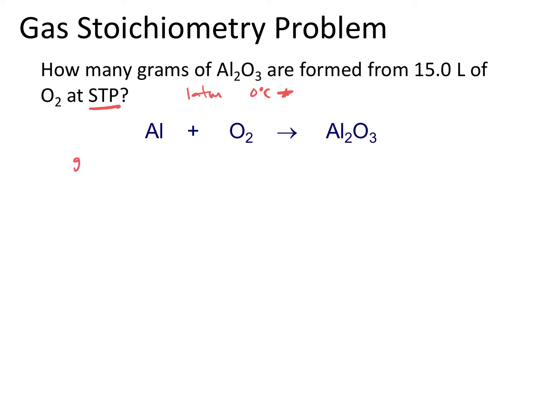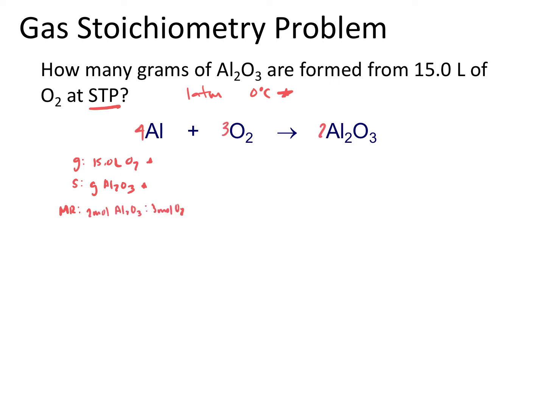Again guys, our given and our solve for are exactly the same as the previous iteration that we just looked at. We have 15.0 liters of O2, and they want to know how many grams of Al2O3 we're going to end up with. This is obviously a stoichiometry problem, two different substances in our given and solve for. So obviously what we're going to need to do is balance our equation and get our mole ratio, just like we've done in the previous example. I'm going to go ahead and do that real quick.